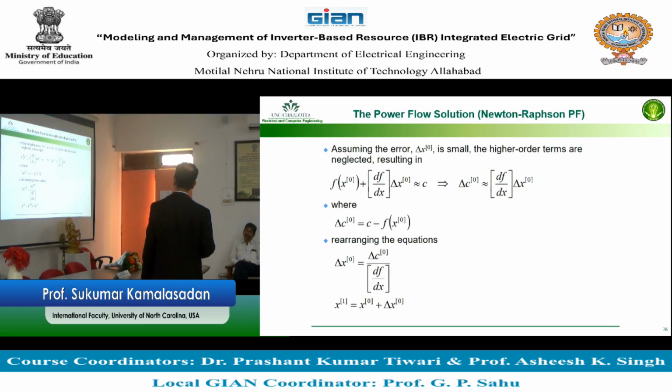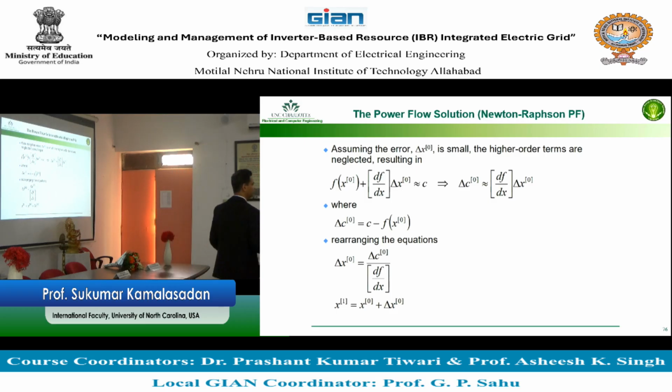What is f of x? F of x is a calculated power in our case. What is c? It's a constant power that we want to deliver, which is basically scheduled power. So this c is a number and this is a calculated power. So to get this, you need to calculate the power first. And then you find the change with the number, then you get this. And then you also need this.